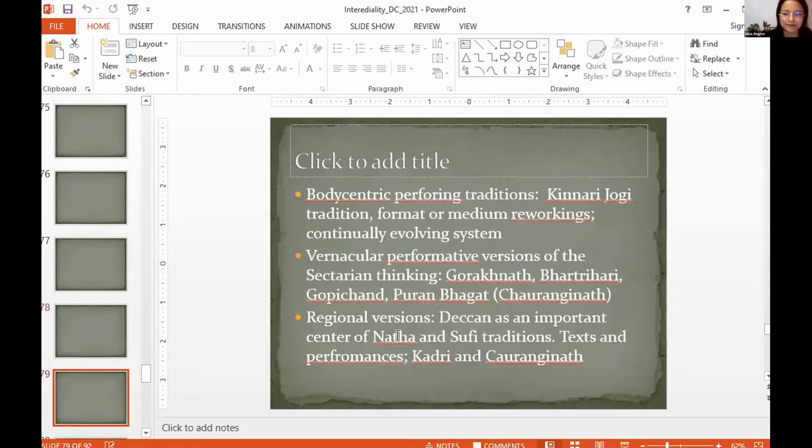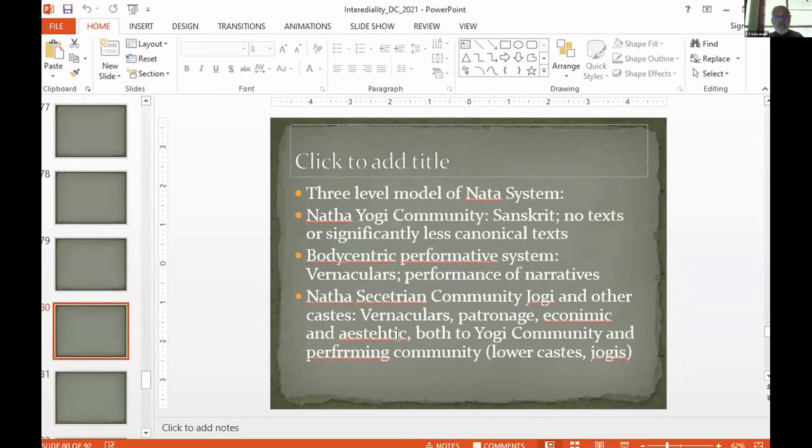Yeah, thank you, sir. Body-centered performing traditions, Kinari Yogi traditions, continually evolving systems have done this. And vernacular performative traditions of the sectarian thinking, like the Gorakhanath, Bhartrihari narrative, Gopichand narrative, Puran Bhagat, who is Chauranginath, they have done it. And they have worked out the regional variations.